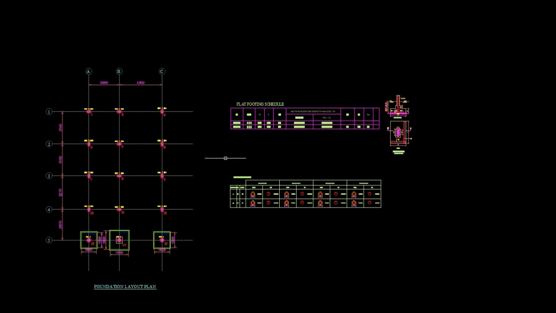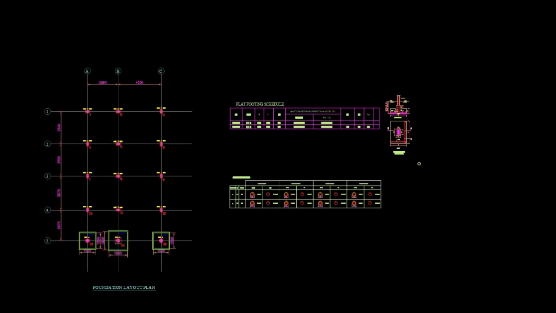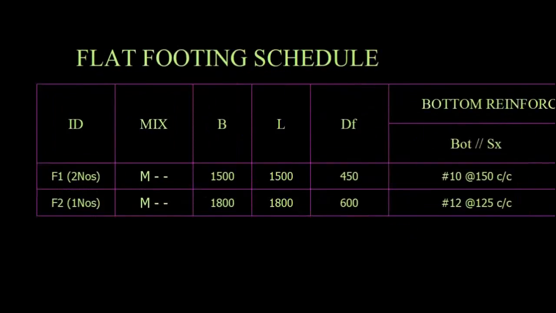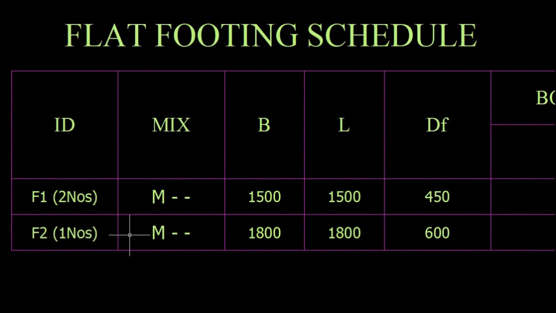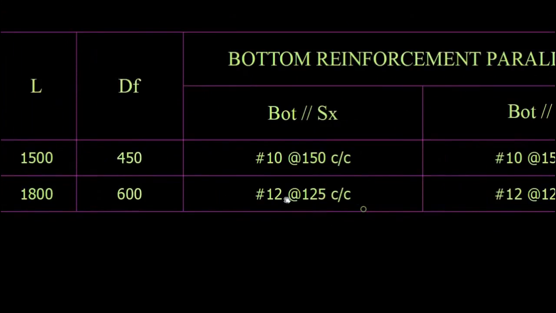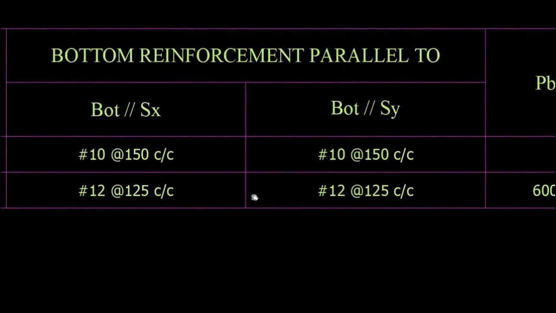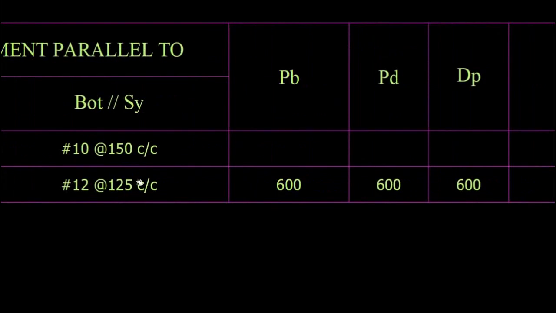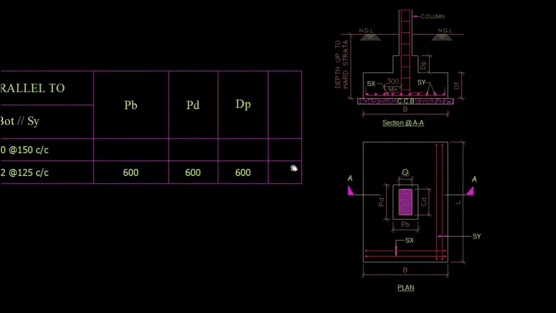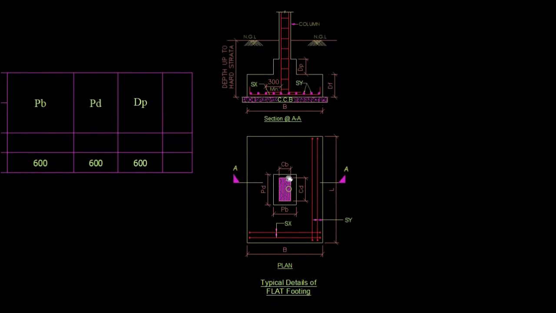This is the footing schedule. Here it is displaying F1 2 numbers, F2 1 number, size of the footing, depth of footing, bottom reinforcement of the footing, 10 mm at 150 spacing for F1. Pedestal we assigned only for F2, 600 by 600 by 600 mm depth. For F1 we have not assigned any value. This is the typical detail of footing.